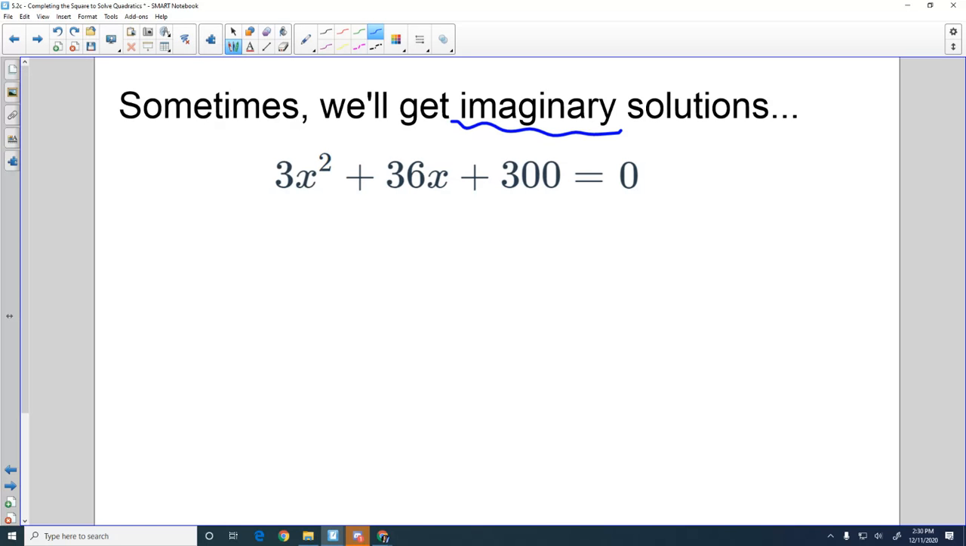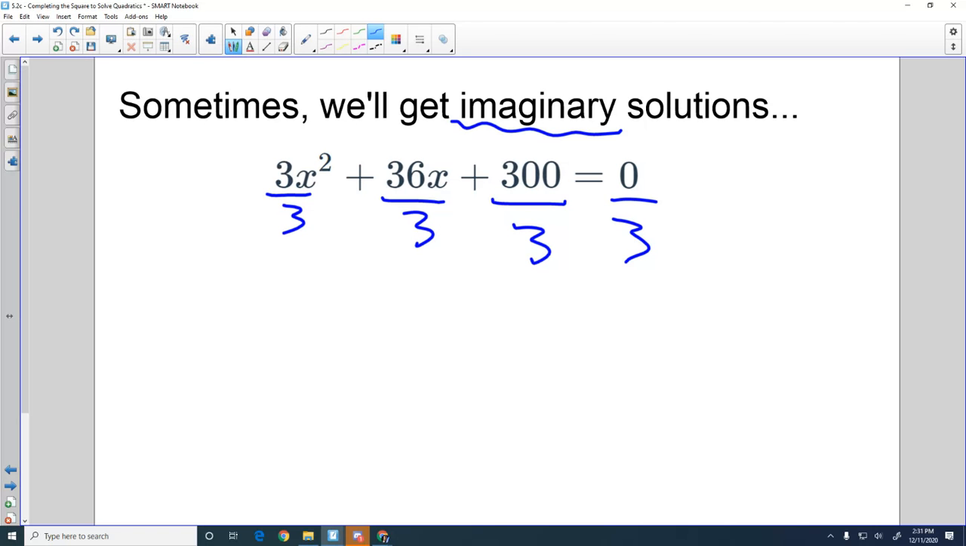So 3x squared plus 36x plus 300 equals 0. This is simple. We start by dividing by the 3. That's the nice thing about it. This x squared has a 3 in front. We want the x squared without a coefficient, so just divide by it, but we have to divide every term. And isn't that nice that they're all divisible?